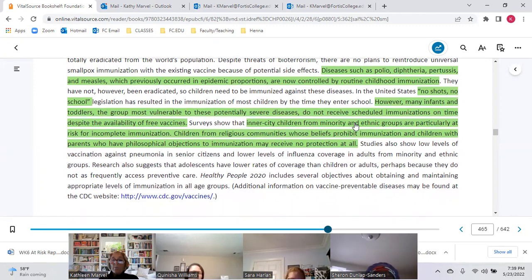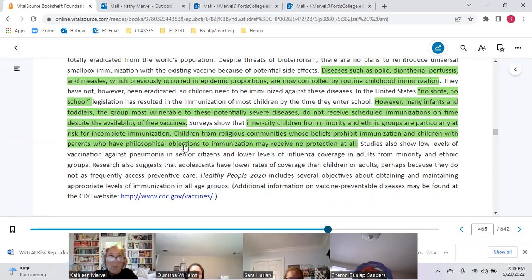Inner city children from minority and ethnic groups are particularly at risk for incomplete immunization. Children from religious communities whose beliefs prohibit immunization, and children with parents who have philosophical objections. So what do you do if you're the school nurse or the immunization nurse at the public health department and you have parents that don't want to immunize for whatever reason?